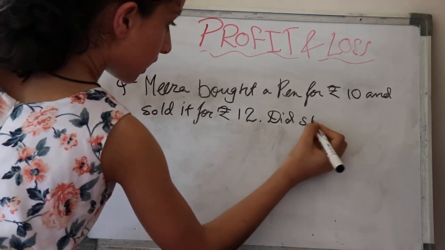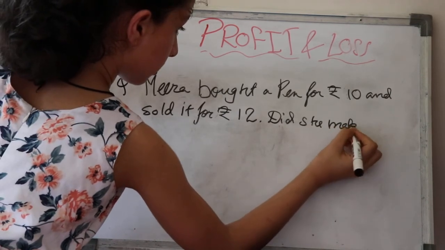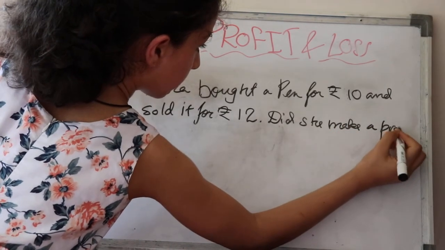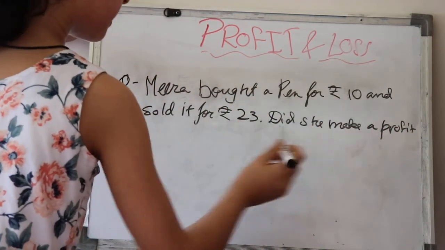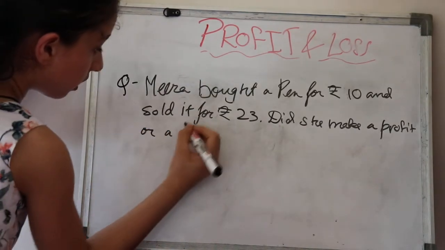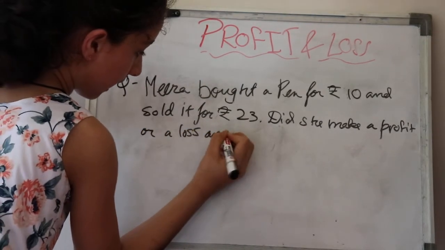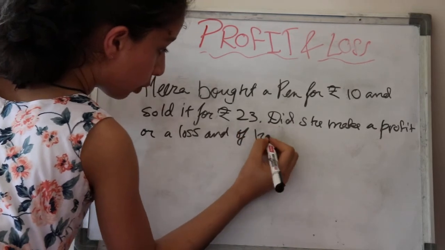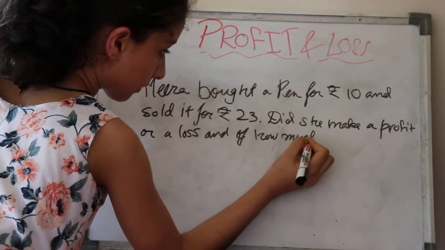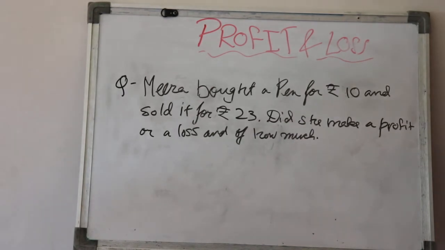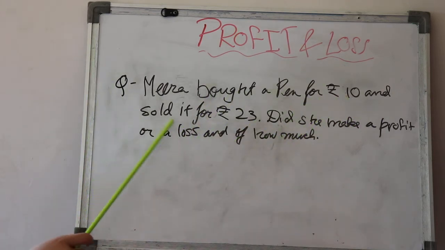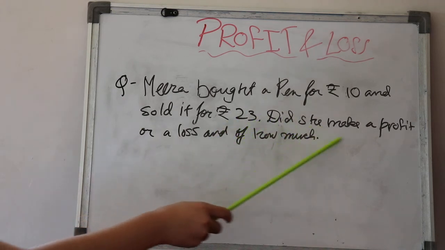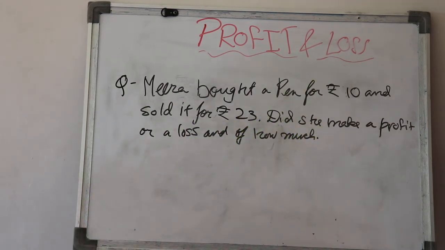Did she make a profit? Here I'll write 23. Did she make a profit or a loss, and of how much? Okay, so first I'll read it. Meera bought a pen for rupees 10 and sold it for rupees 23. Did she make a profit or a loss, and of how much?